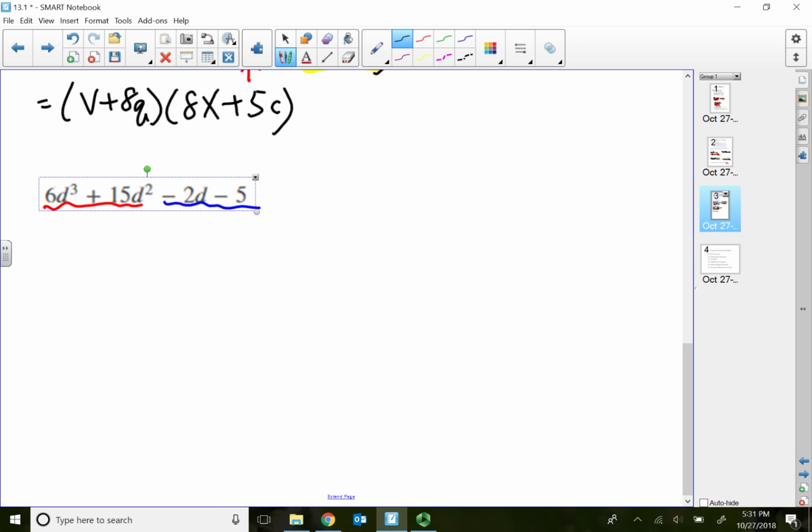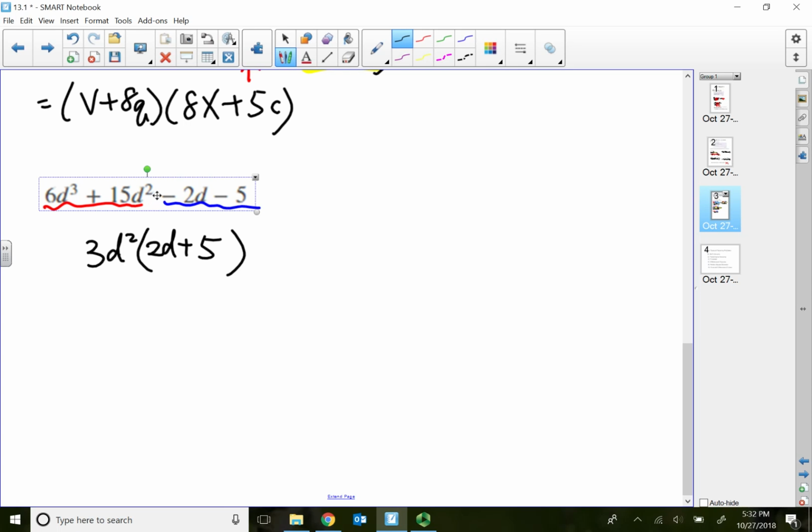Between the first two terms, 6 and 15, I can factor out a 3. Between d squared and d to the third, I can factor out d squared. So let's see what's left. 3 going into 6 is 2 times. Take 2d from 3d, d is left. 3 going into positive 15 is positive 5 times. Take both d's to the outside, no d is left.